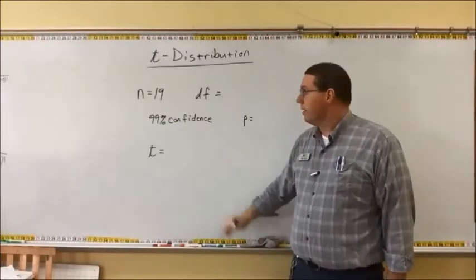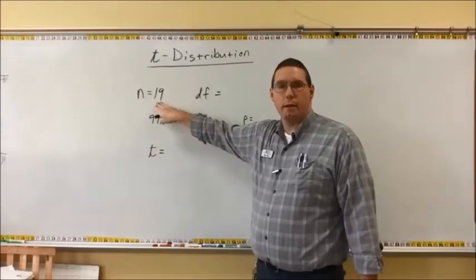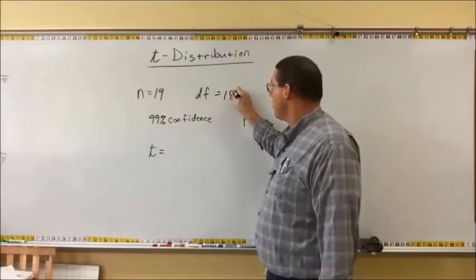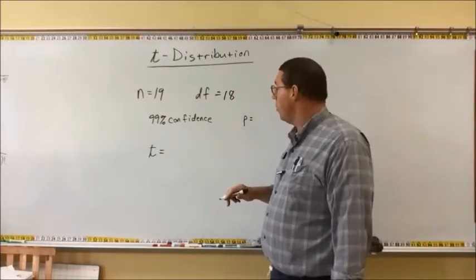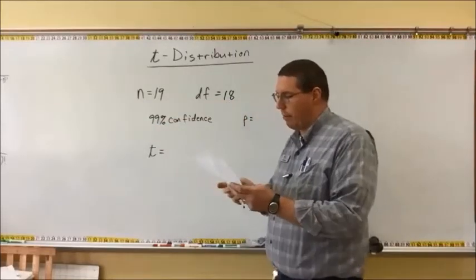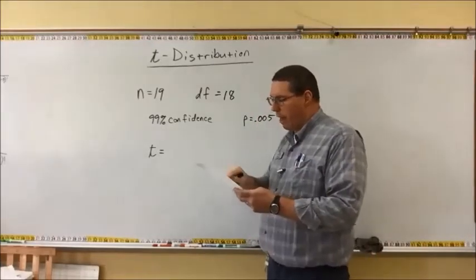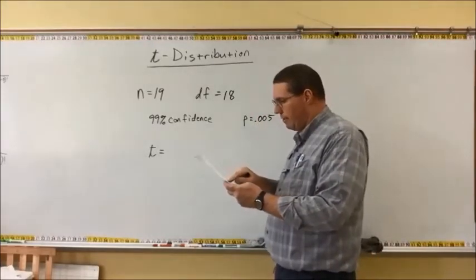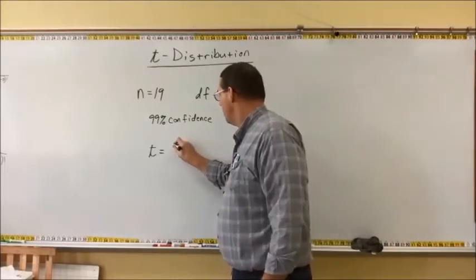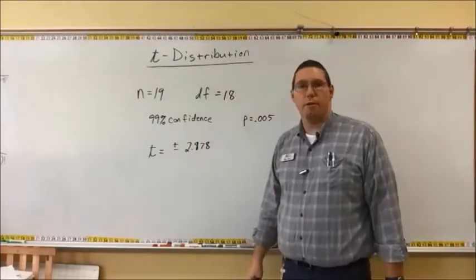All right, here we have a 99% confidence level with a sample size of 19. So the degrees of freedom is going to be what? 19 minus 1 is 18, right? And then we want to look up degrees of freedom of 18. If we go to the column that says 99% at the bottom, that's a p-value of 0.005. And if we go to that column with the degrees of freedom of 18, I'm seeing 2.878, plus or minus 2.878 is going to be our t-statistic.